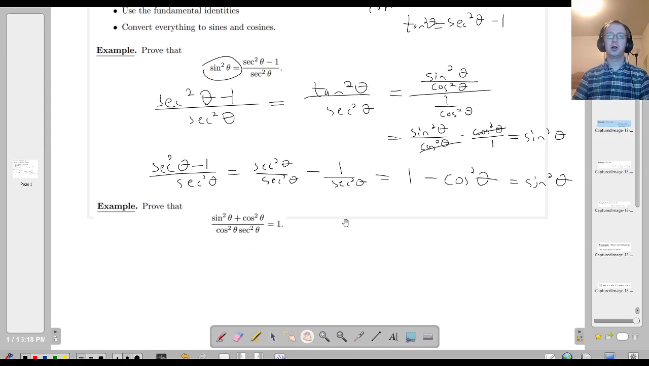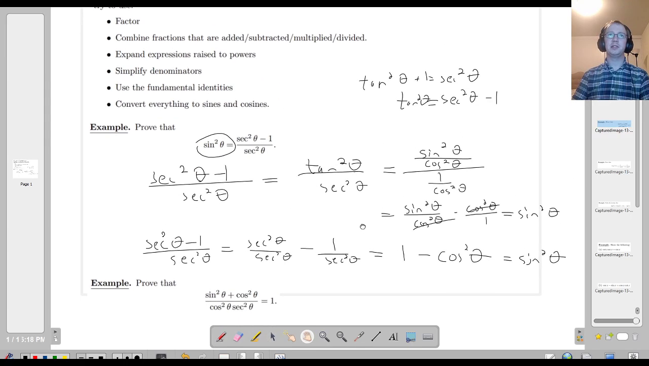Okay, so here's our new problem. I'm going to just go back to that list of tools, see what you can do to prove this one. So decide which side is more complicated, then try some things out and see if you can get to the end. So go ahead and pause the video and give this one a try. So without a doubt, the more complicated side, definitely the left side. So I'm going to start with that.